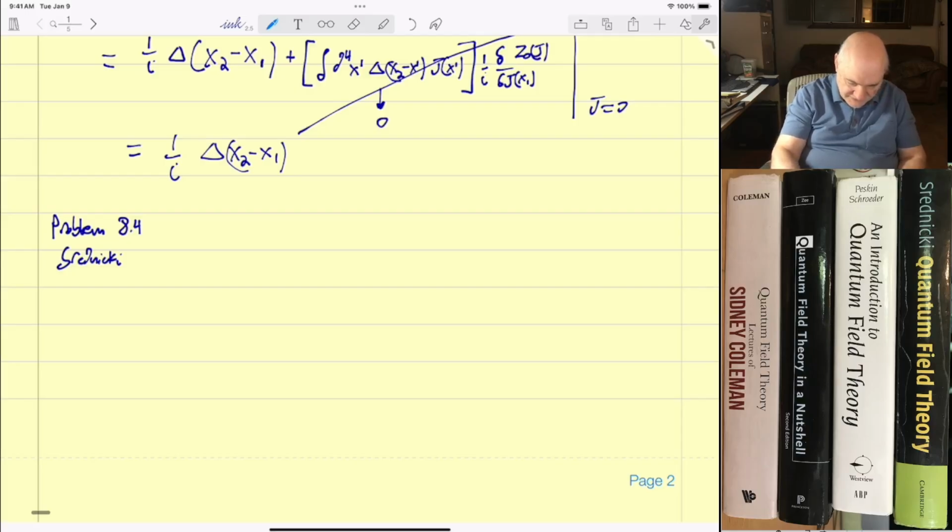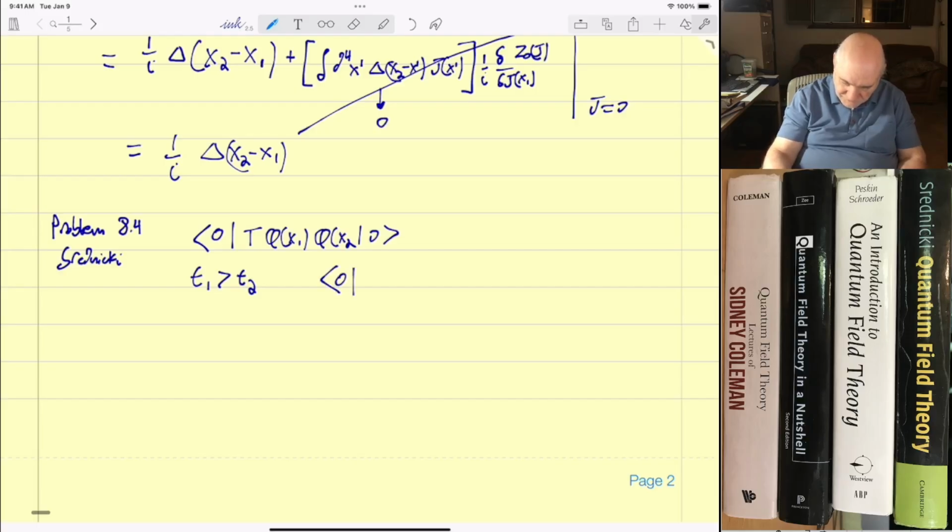So what we want to evaluate is 0, time ordered phi x1, phi x2, 0. Now let's work with the case where t1 is greater than t2. If t1 is greater than t2, then they're already time ordered. So it's just 0, phi x1, phi x2, 0. And we can easily evaluate this because we have formulas previously derived for our field operators.